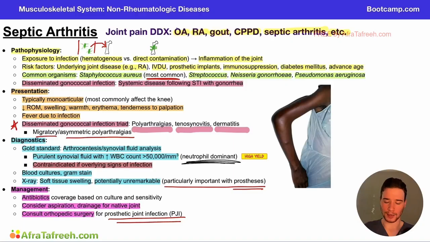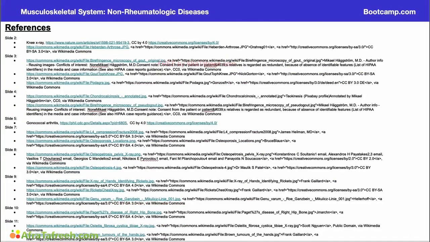Diagnostics, again, the gold standard is going to be the arthrocentesis. Figuring out what this white blood cell count is really important for narrowing down our differential. We can also look at blood cultures and gram stain to specifically figure out what bug is involved, as well as an x-ray for extra information, particularly if a patient has a prosthetic joint. Finally, management is going to include antibiotic coverage for the bug, considering aspiration, and consulting orthopedic surgery if the patient does have a prosthesis because they have a prosthetic joint infection.